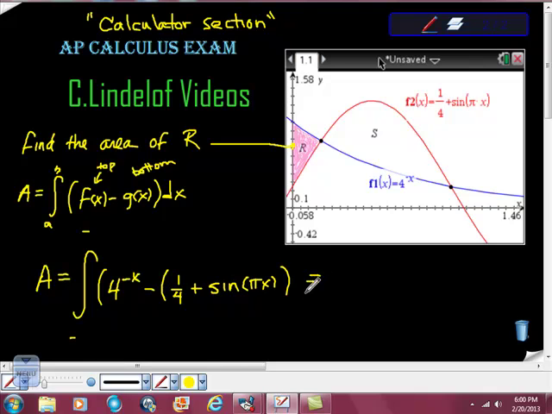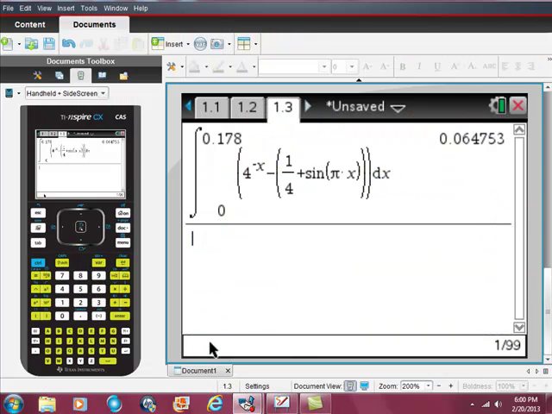The first thing I need to do is figure out what this point is right here. So I need to find out when these two graphs equal each other. Remember, this is the calculator section, so hopefully we all have our TI Inspire CAS calculator because we are allowed to use those on the exam. And all I'm going to do is pop over to my calculator. I got ahead of myself, so forget about this work for a second, and all I'm going to do is use the solve function of the calculator.